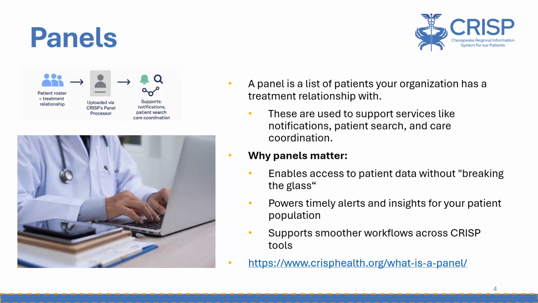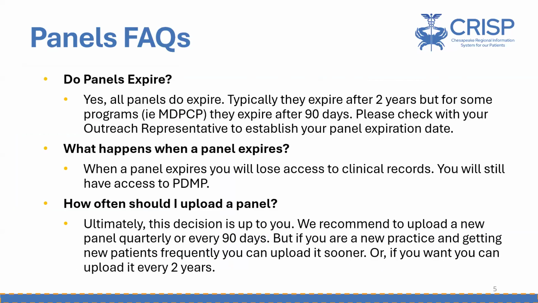Some other questions about panels you might be wondering: do panels expire? Yes, panels do expire. Typically, they expire after 2 years, but some programs expire after 90 days. Please check with your outreach representative to establish what your panel expiration date is. What happens when panels expire? When panels expire, you lose access. You will lose access to look up those patients in clinical records without breaking glass. You'll still have access to the prescription drug monitoring program if you are a user of that.